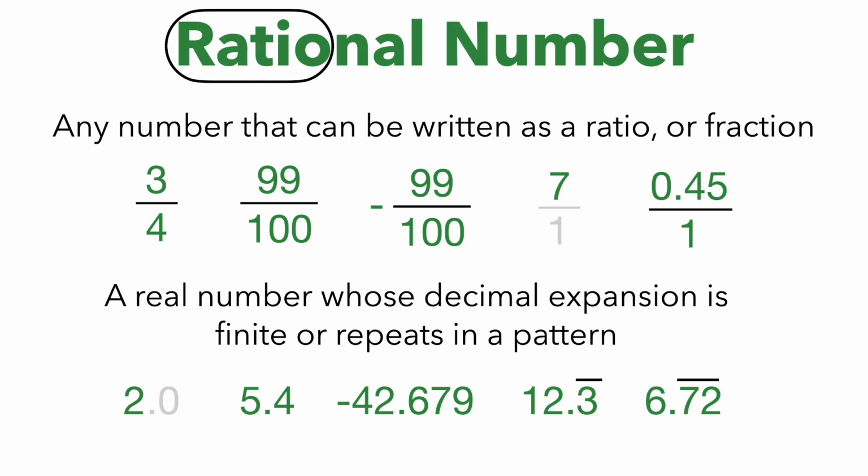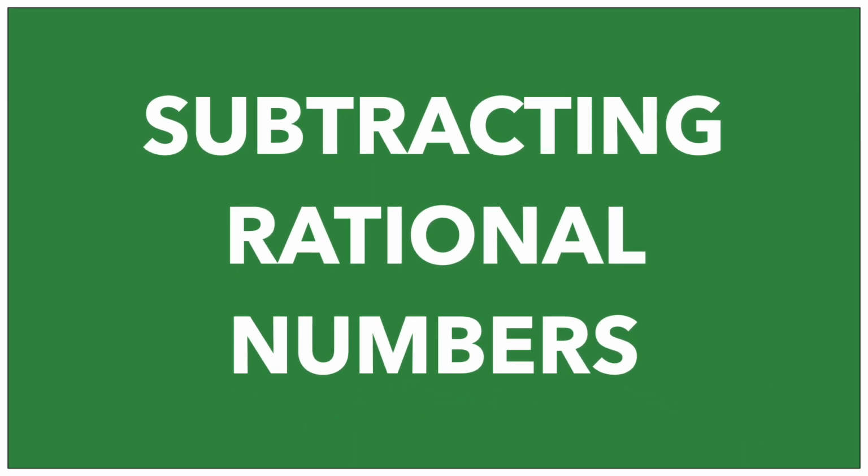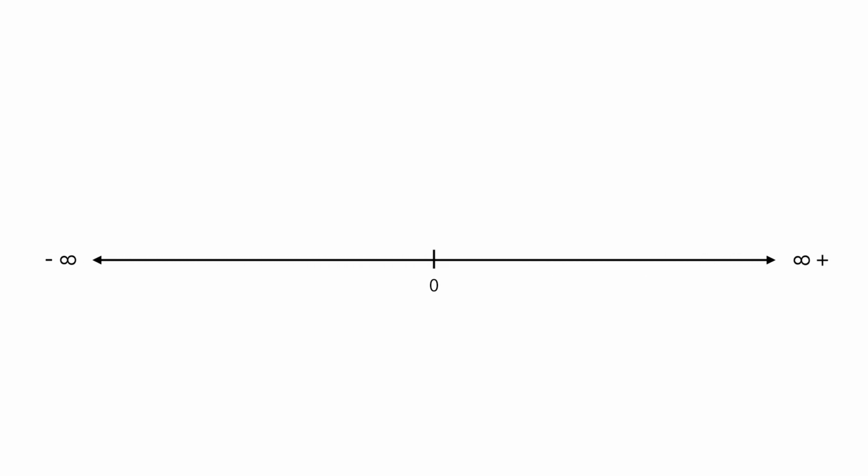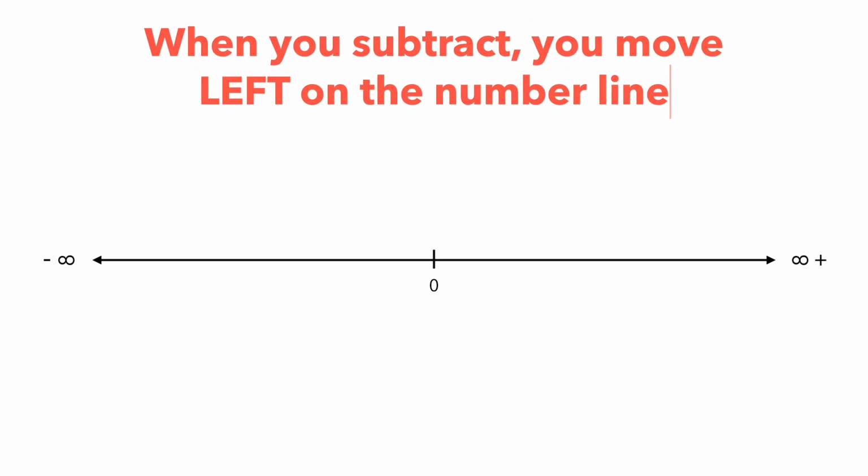So now that we're comfortable with rational numbers, let's go over subtracting rational numbers. If we have our number line here with 0 in the middle, negative infinity on the left and positive infinity on the right, it is important to note that when you subtract any number, you move left on the number line. You could subtract a small number or a big number, but you're still going to be going in the left direction towards negative infinity.